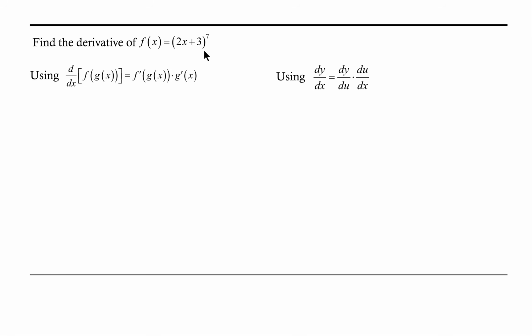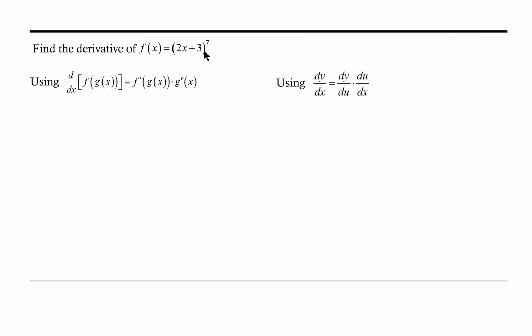So we could think of the overarching function being f of x equals x to the 7th power, where then the argument or the function at which f is being evaluated would be what is inside that 7th power, or 2x plus 3.